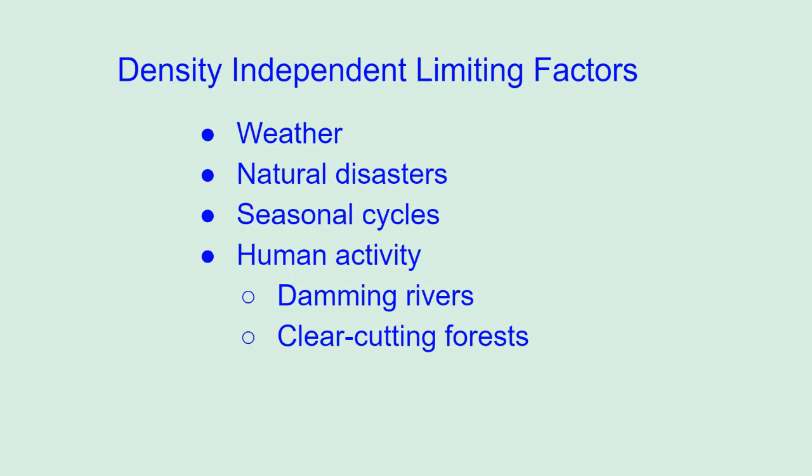Density independent limiting factors do not care about how many organisms are living in a certain area. And a lot of these are abiotic factors like weather and natural disasters and seasonal cycles. And some of them are biotic, like human activity, such as putting dams at rivers or clear cutting forests. But in all of these situations, it does not matter how many organisms live in a certain area. These limiting factors can impact large or small populations.